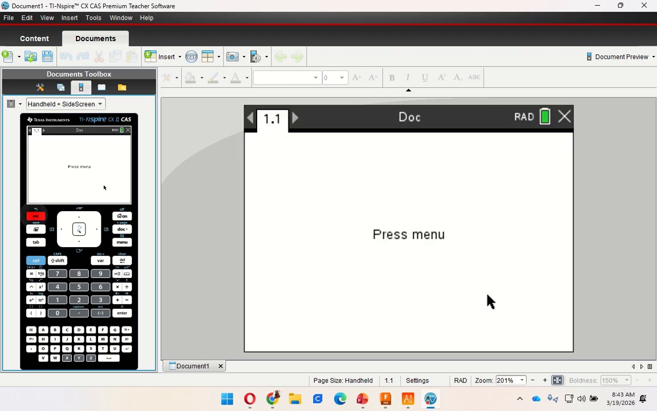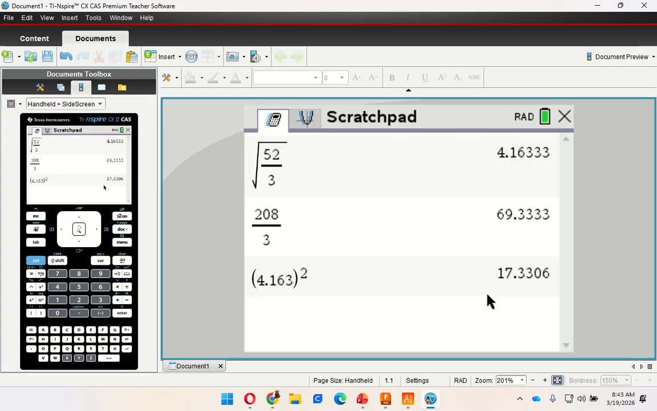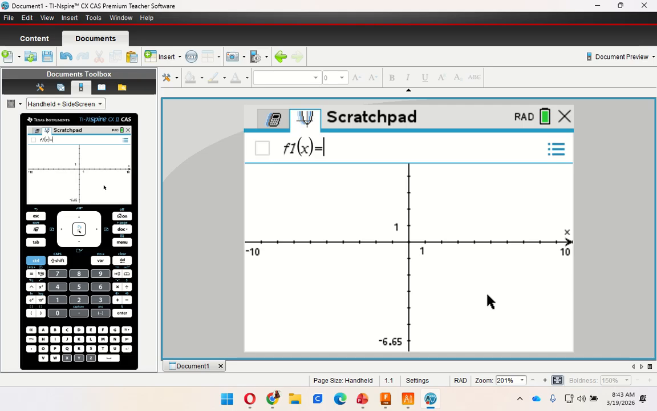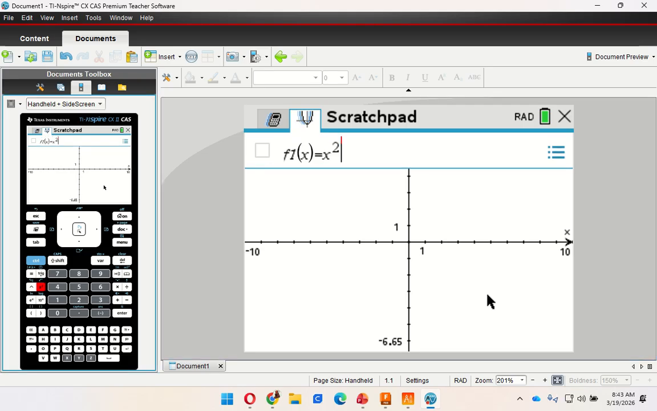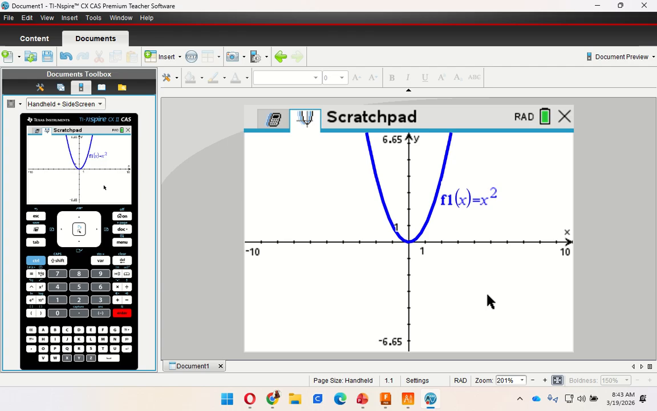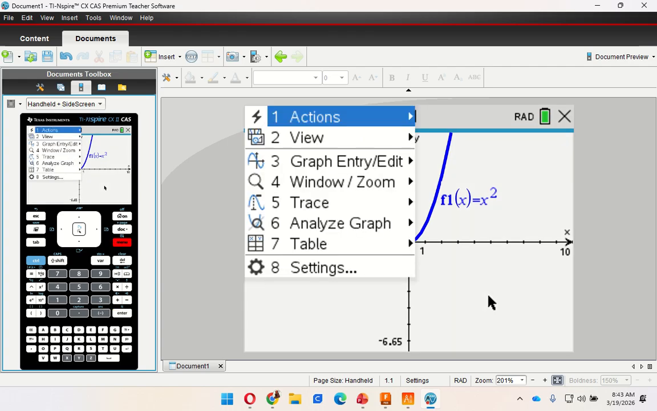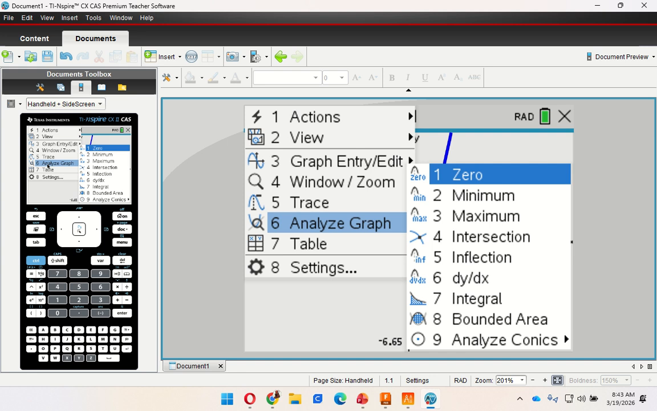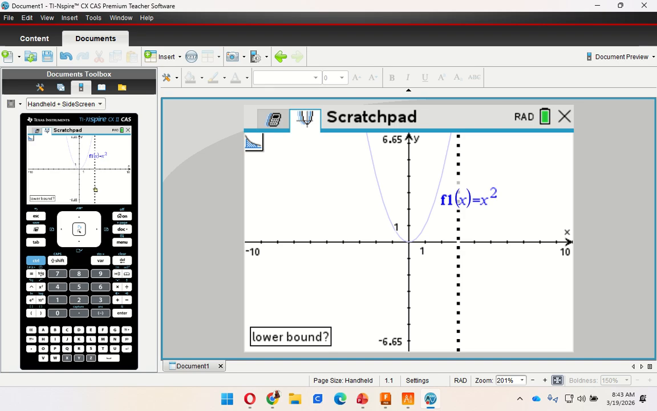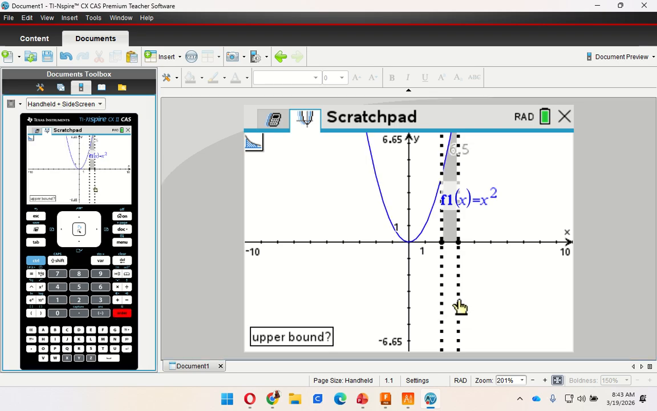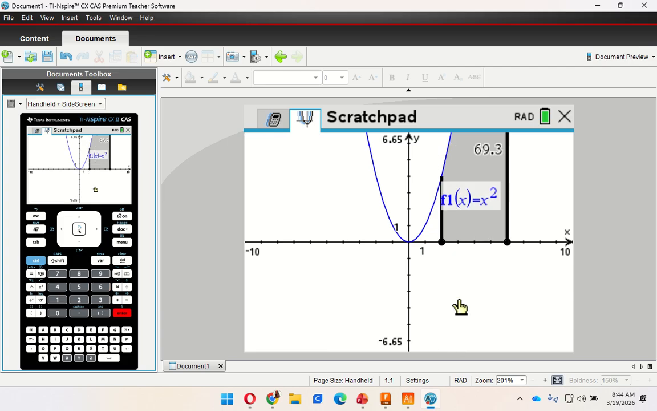Where am I at? Oh, there. Okay, this is the one I want right here. So x squared. And let's find the area. So I go menu, analyze graph. I want the integral, which is the area. I started at 2, enter, upper bound to 6, enter. There we go. So that's the area. And then I have to find out where it's somewhere on there that's going to equal that.